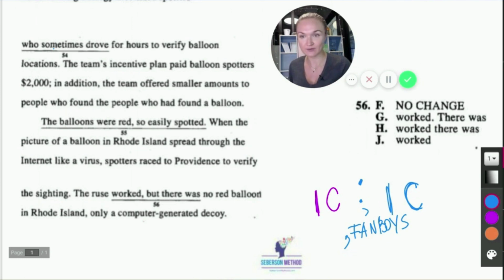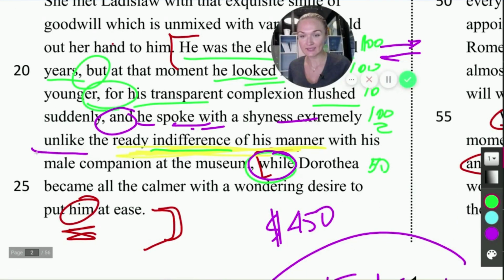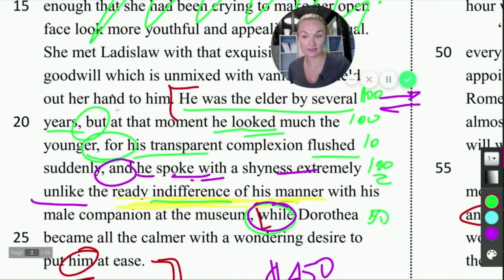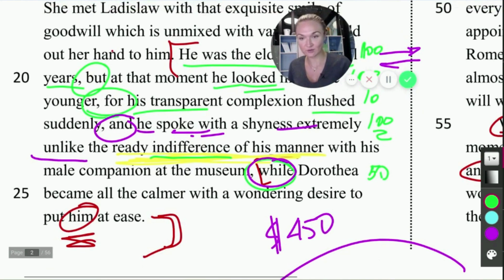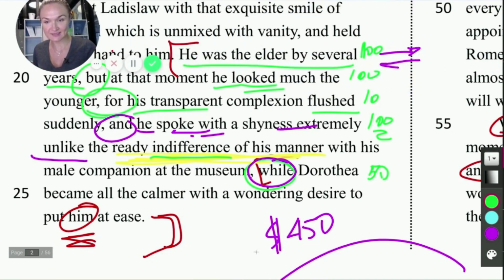Let me show you an example from a reading section in November 2017. Right here, it says, he was the elder by several years, comma, but, reversal, but at the moment he looked much younger, comma, for, because his transparent complexion flushed suddenly. And I apologize for all of these notes. This is fresh from my session with a student where we kind of murder the passage, and you probably see these numbers and there's a dollar sign. Please don't think that this is my hourly rate.